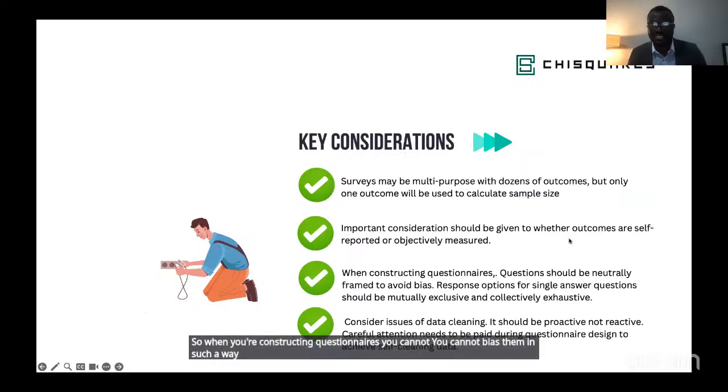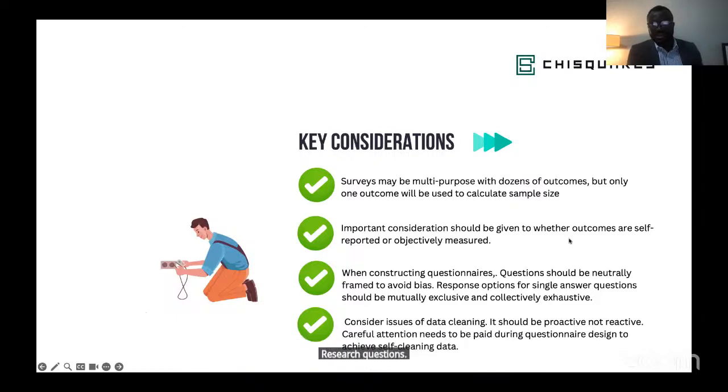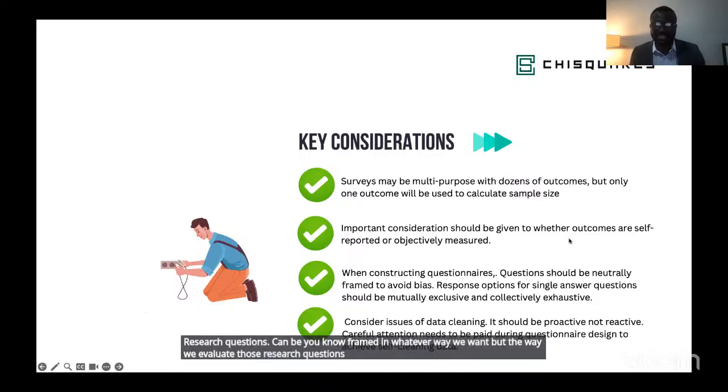the answer you want. Our research questions can be framed in whatever way we want, but the way we evaluate those research questions must be objective. So we want to make sure that that is very clear.